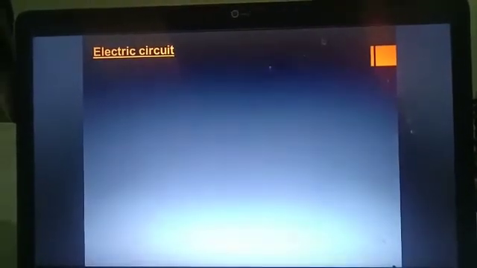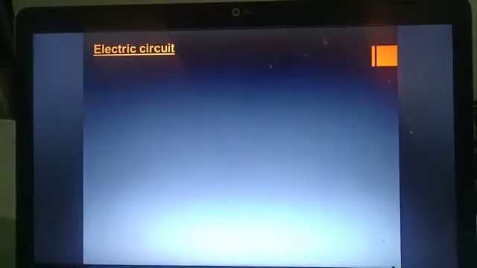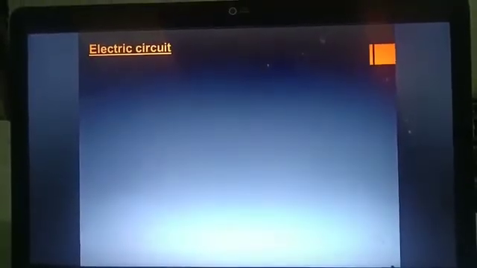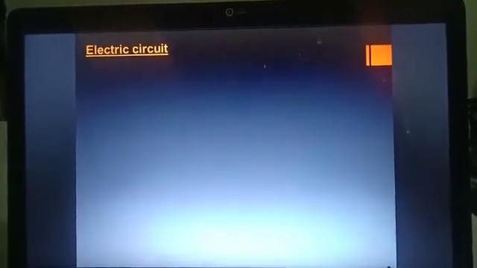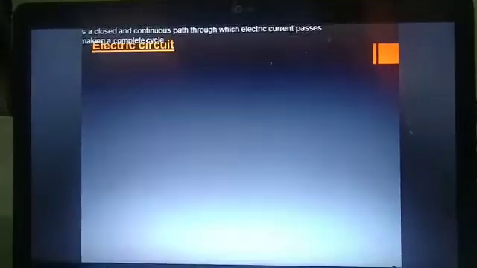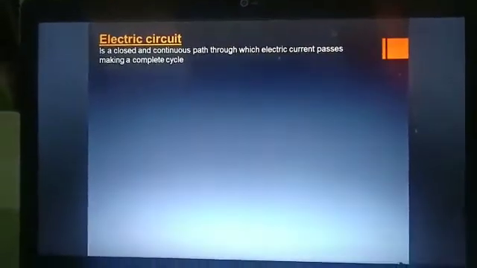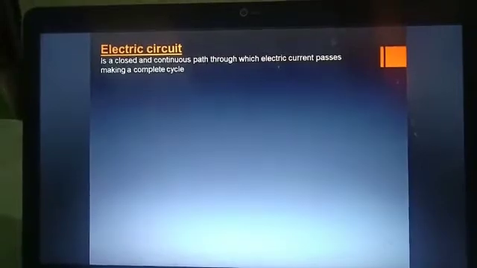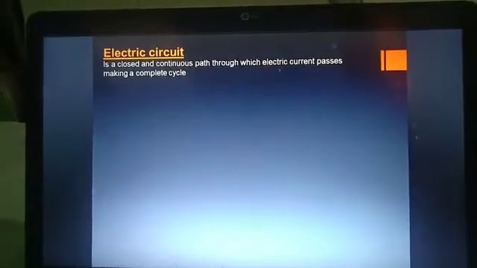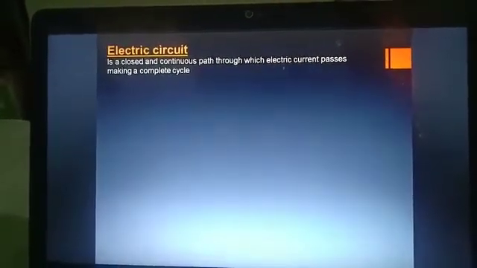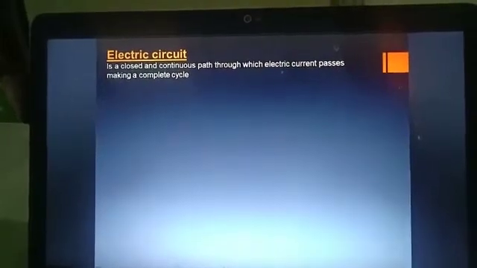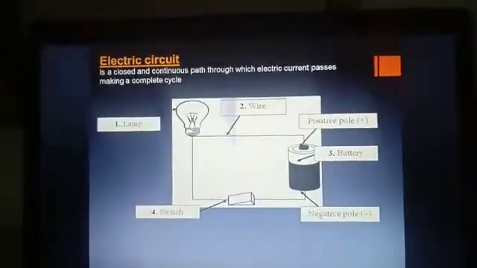Now, we will speak about the most important part in electricity in general, the electric circuit. What is the electric circuit? An electric circuit is a closed and continuous path through which the electric current passes, making a complete cycle. What does it mean?